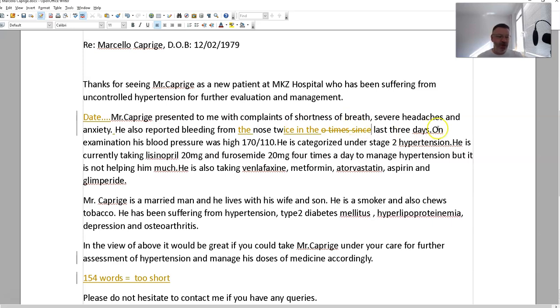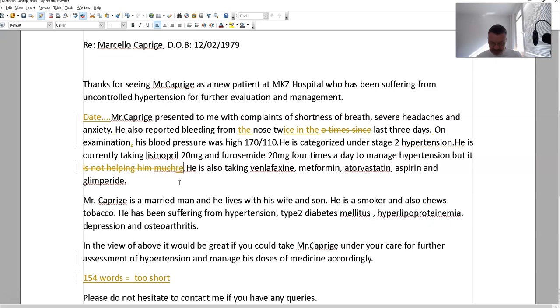On examination, his BP was high, categorized as stage hypertension. "4 times a day, but it's not helping him much" is a more academic phrase: relatively ineffective. That's better.